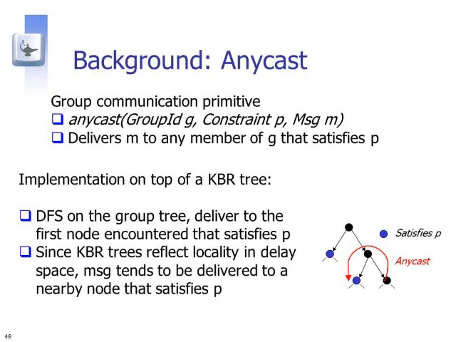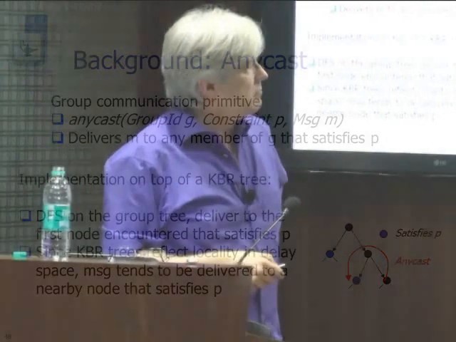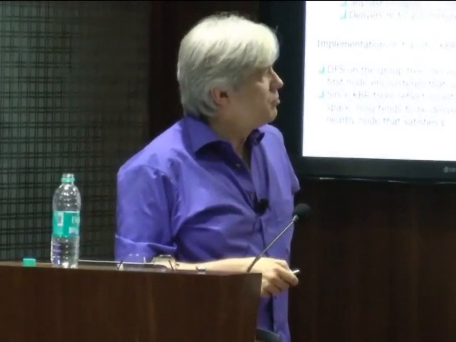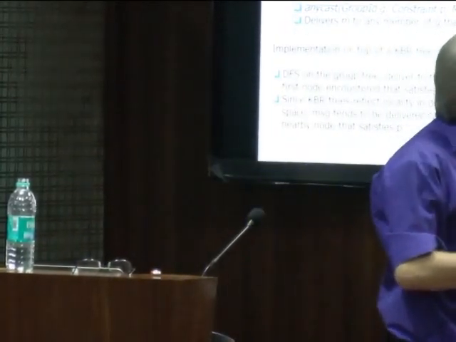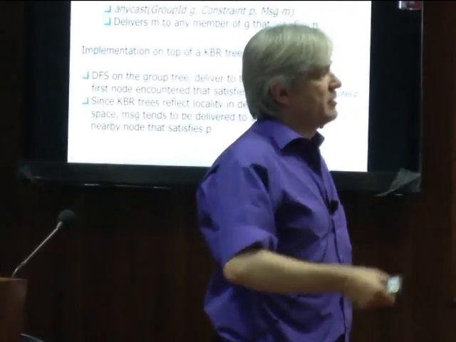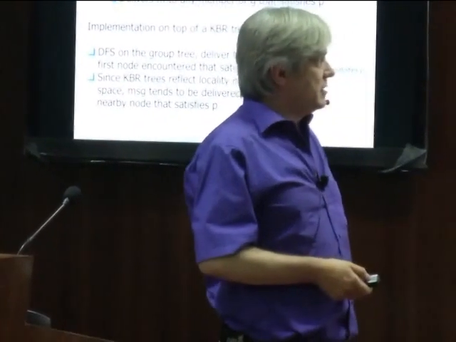Quickly, anycast, in case you're not familiar, basically sends a message to any member of a group, and in some versions of the anycast primitive, you can also specify a constraint that says, deliver it to the first node member that you encounter subject to this particular constraint, which might say, I want a node that has this particular information stored or is interested in this particular topic. And the way you implement this, again, you do a DFS on the group tree, and you deliver the message to the first node that you encounter that satisfies the constraint.